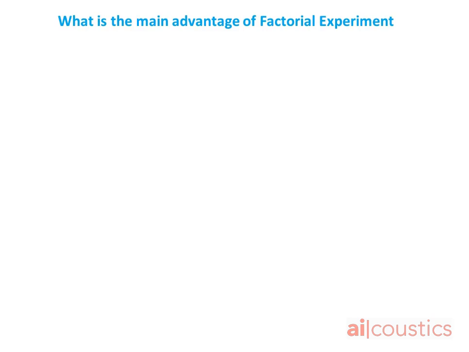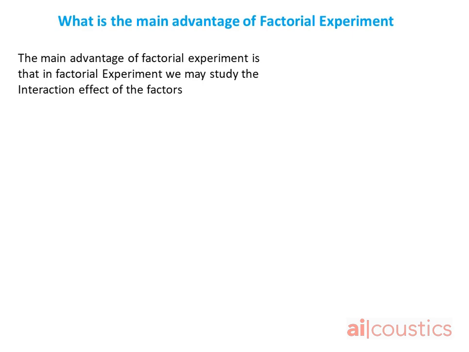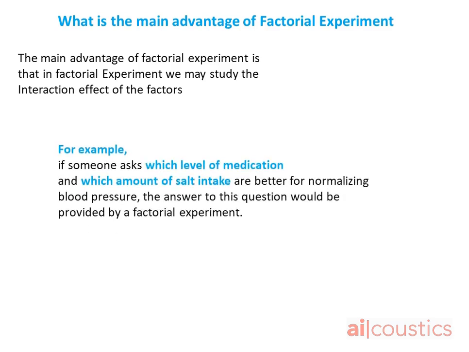Now, in the last, we will discuss what is the main advantage of factorial experiment. The main advantage of factorial experiment is that in factorial experiment, we may study the interaction effect of the factors. For example, if someone asked which level of medication and which amount of salt intake are better for normalizing blood pressure, the answer to this question would be provided by a factorial experiment.